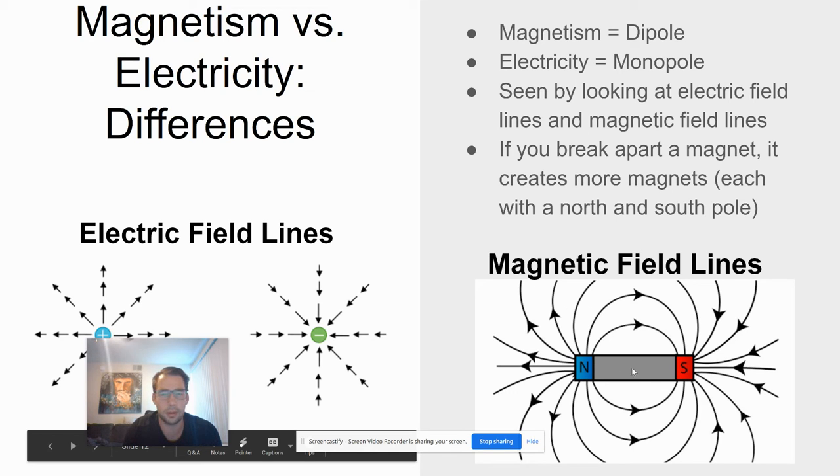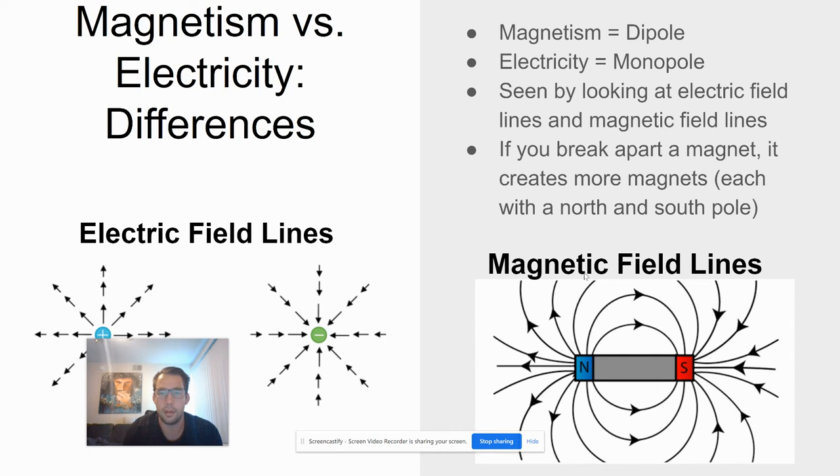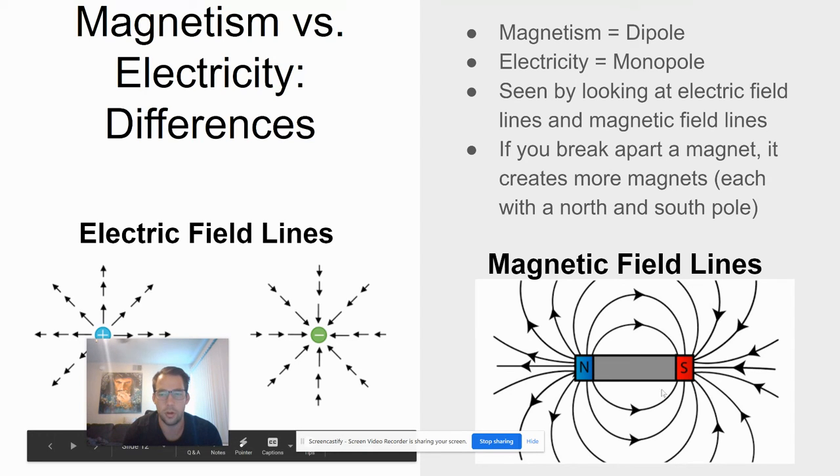And even if you break this magnet in half, it's just going to form two new magnets with a north and south pole. And you can keep on doing that, and you're still going to have these magnets. So you're not going to be able to get just a north pole or just a south pole.